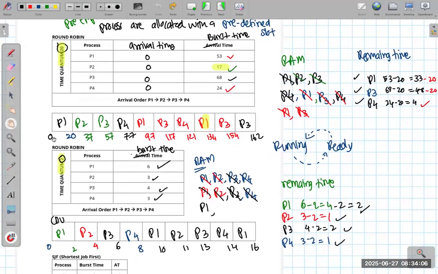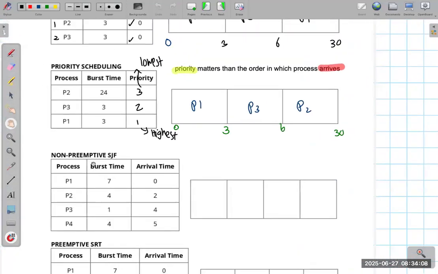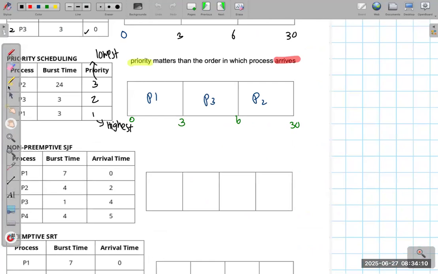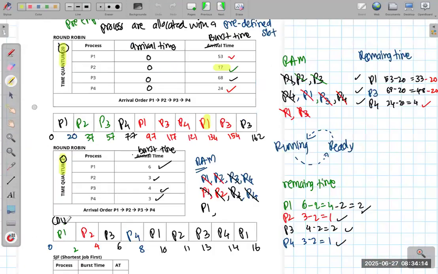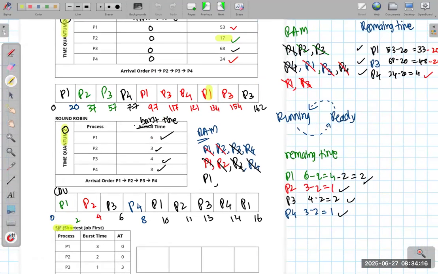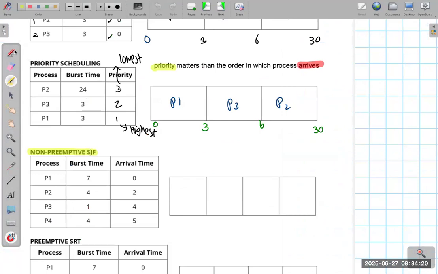Done. Okay, let's go for the last two scheduling algorithms. One is shortest job first. There is a non-preemptive algorithm and also a preemptive algorithm for shortest job first. So we'll take the non-preemptive algorithm first. It does not get interrupted. Here what will happen is he doesn't get interrupted.